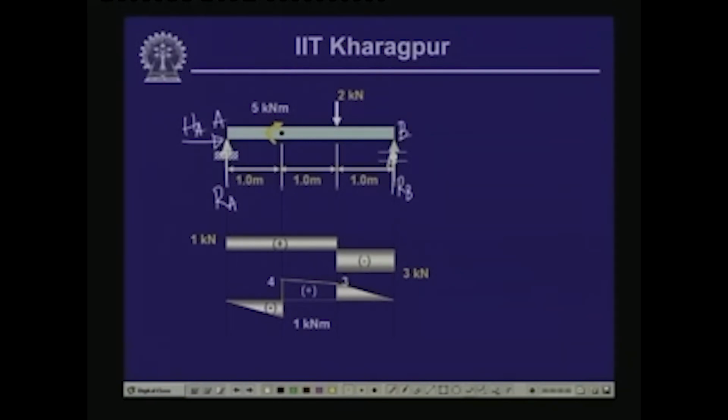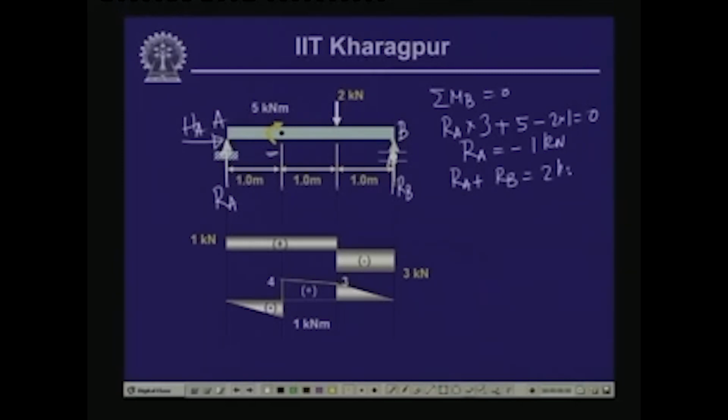segment AB. Now, if we take the moment about B equal to 0, it gives us RA into 3, which is a clockwise moment, plus 5 kilonewton meter, which is also a clockwise moment. 2 kilonewton gives an anti-clockwise moment, so 2 into 1, and this is equal to 0. So, this gives us a value of RA equal to minus 1 kilonewton, and as we have seen, RA plus RB is equal to 2 kilonewton and RA is minus 1 kilonewton. So, this will give us a value of RB equal to 3 kilonewton.